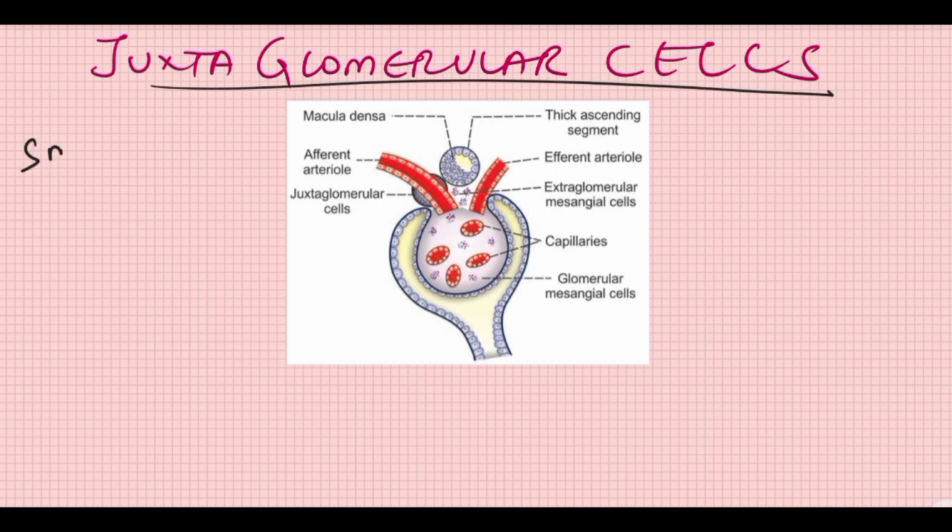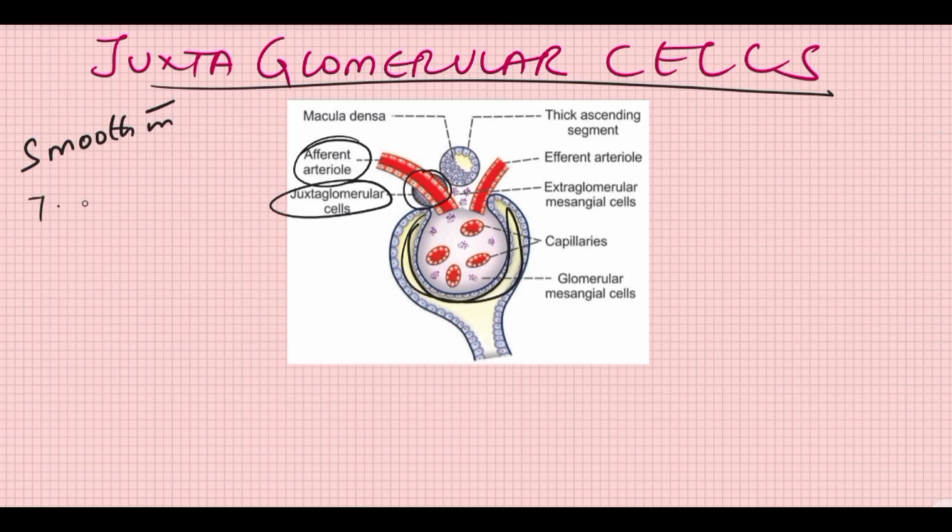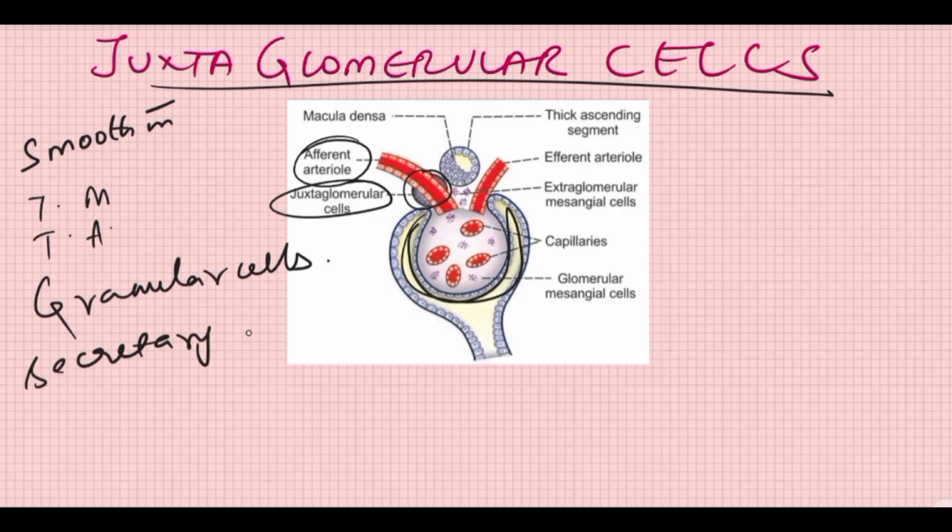It is a smooth muscle cell situated in the walls of the afferent arteriole just before it enters the Bowman's capsule. Smooth muscle cells are present in the tunica media and tunica adventitia, and juxtaglomerular cells are also called granular cells because of the presence of secretory granules in the cytoplasm.